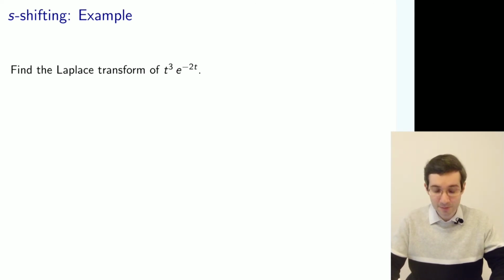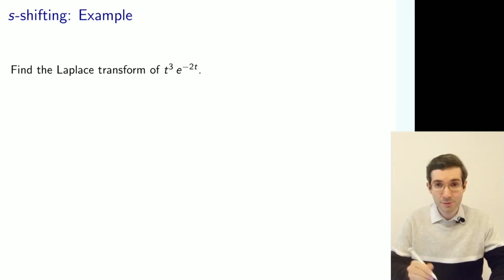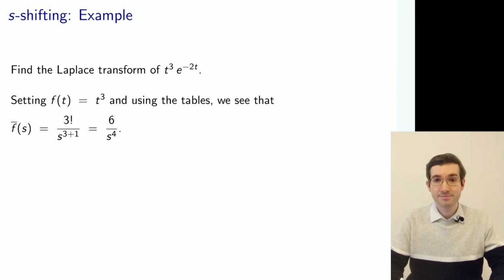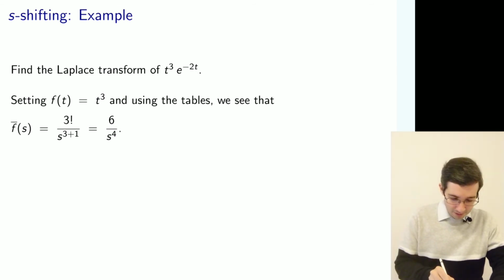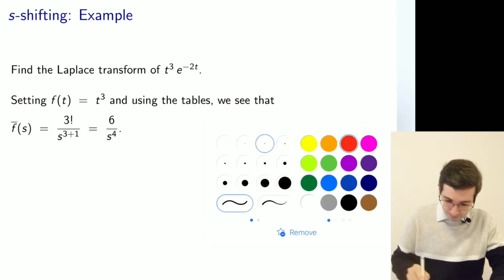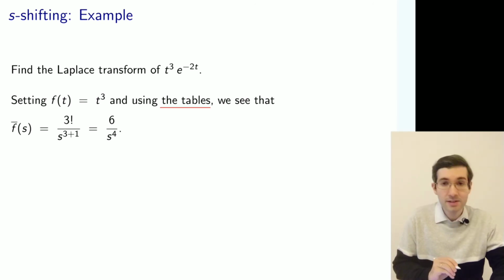It's time for another example of the S-shift. So let's find a Laplace transform of a power, a cubic function with the exponential. How to do it? Let's use the table. So we first find a Laplace transform of a cubic function, which from the tables is that.